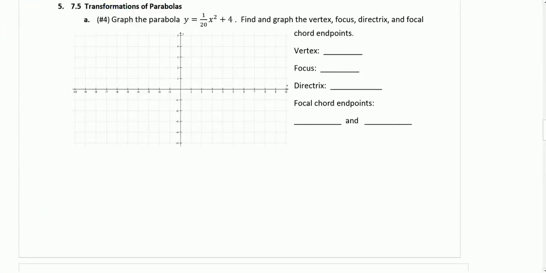Number 5 is from section 5 on transformations of parabolas. This first problem, part A, is taken from worksheet 5, and it's number 4 from that worksheet. And it says to graph the parabola y equals 1 over 20 x squared plus 4. Find the graph of the vertex, focus, directrix, and the focal chord endpoints.